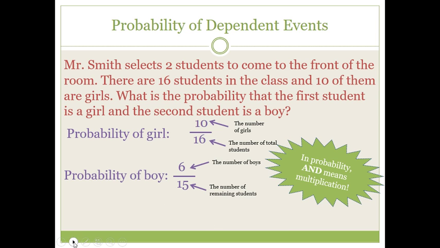You just got to be careful when you're thinking about what the probabilities of each individual event happening are. So we multiply these two and we get 60 out of 240. Then we can reduce that fraction to 1/4, which means there's a 25% chance that this would happen, right, at random, that I randomly pick a student that's a girl and the second one is a boy.